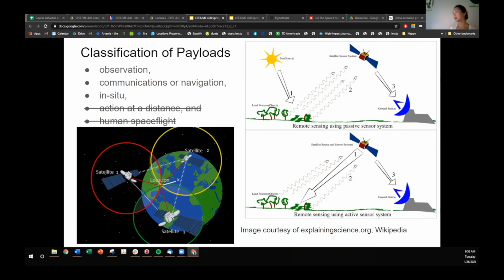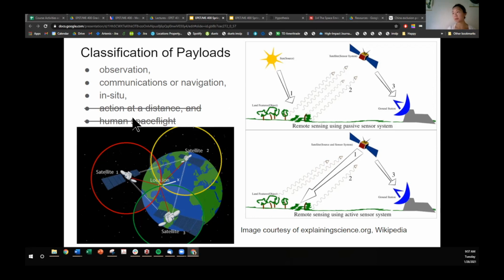Here's an example of a passive and active remote sensing system, where the passive system uses some external source to create the light, whereas an active source will bring the light source with them, potentially at some kind of frequency that is specific to that subject. And then both systems have a sensor that collects that light that bounces back.